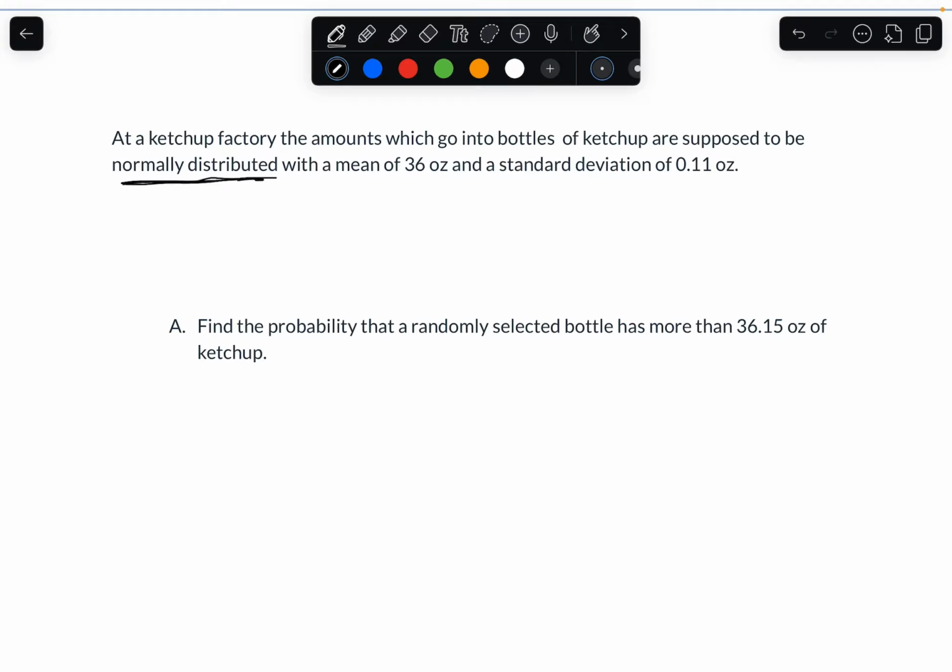So first of all, you're going to want to be on the lookout for that term, normally distributed. That tells me I'm going to be using z-scores. I'm going to be using my z-tables. We have a mean of 36 ounces. Let's pause and make a note here. Our mean is equal to 36 and a standard deviation of 0.11 ounce. So our standard deviation is 0.11. We need to have these two things before we can do anything else with this particular distribution.